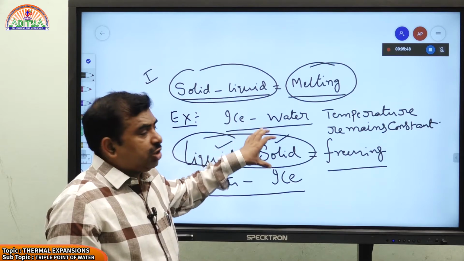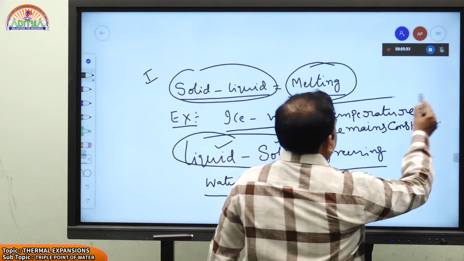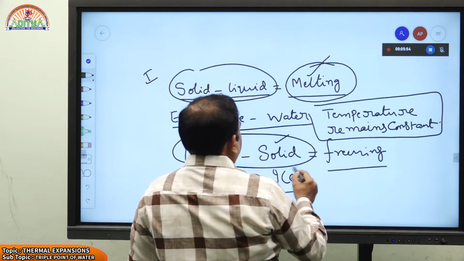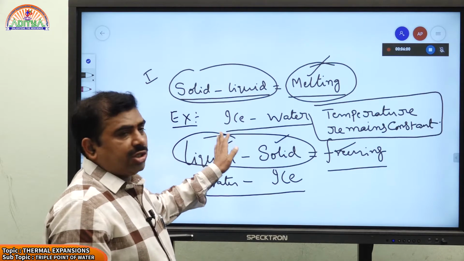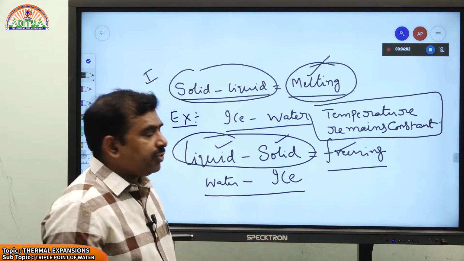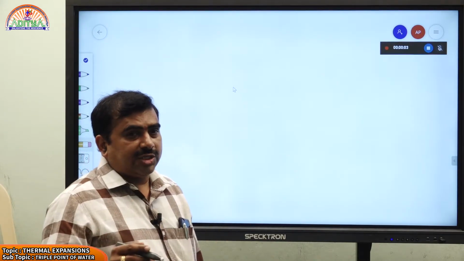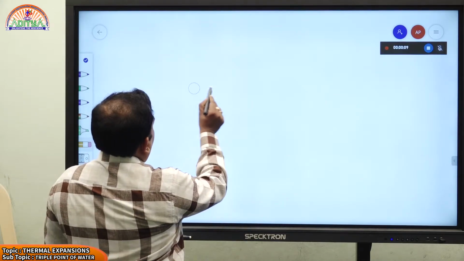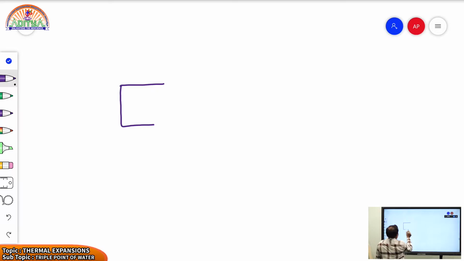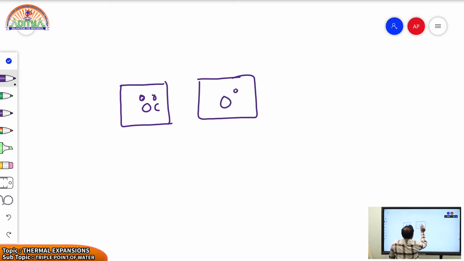Okay, this is the first part, and don't forget, in this process, either during melting or freezing, temperature remains constant. Okay, this is the first process. After completion of all this process, we will go to an important one called, look, I have taken two ice blocks like this, which are at 0 degrees centigrade. This is another ice block at 0 degrees centigrade. Now both the ice blocks are pressed with our hands.